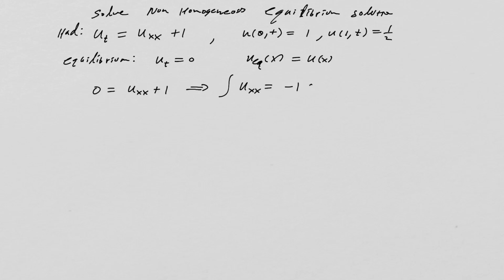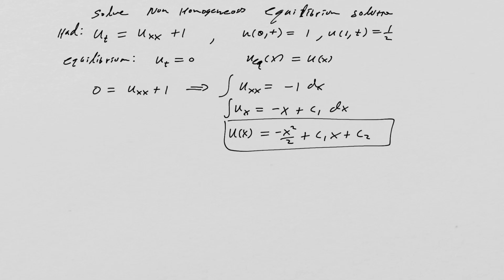All right, and now, of course, I can integrate, and we get u_x is equal to negative x plus c1, okay? And then we integrate again, and we get u of x is equal to negative x squared over 2 plus c1 x plus c2. So that is our equilibrium solution. All right, so now we just have to use the boundary conditions to determine c1 and c2.